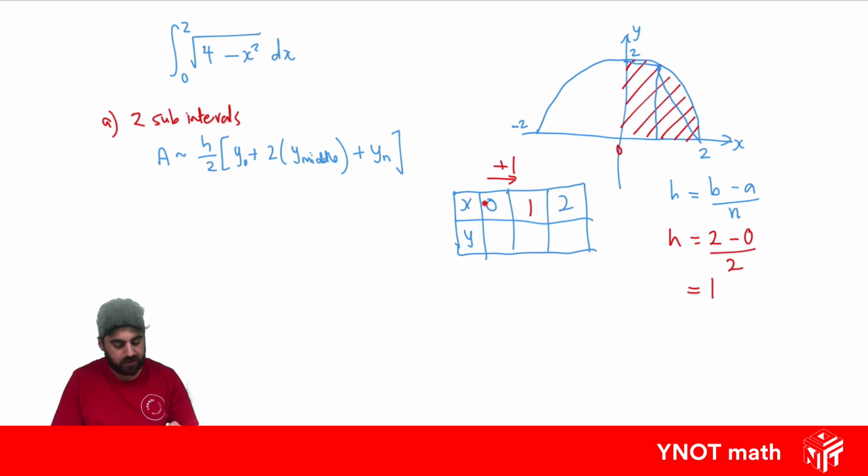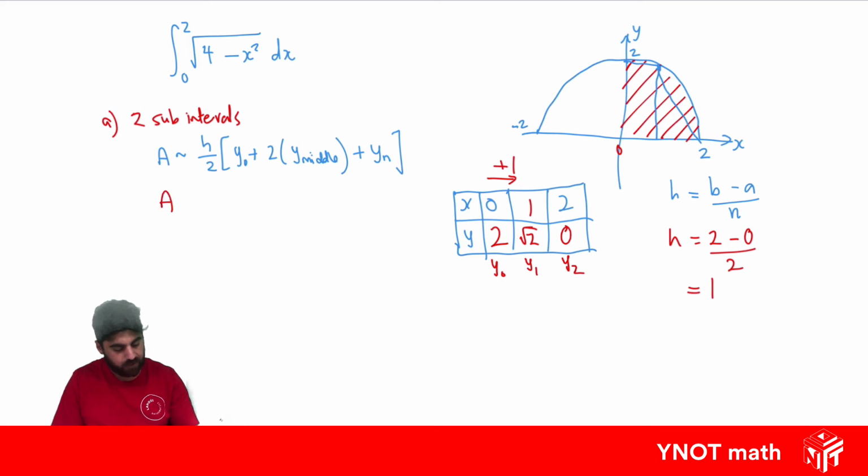And now you just need to sub in x into your function to get the y value. So we're going to sub 0 in first. So 4 minus 0 squared is 4, and the square root of 4 is 2. Now we can sub 1 in. 1 squared is 1. 4 minus 1 is 2, so we get root 2. And we can leave it as root 2. Now we can sub 2 in. 2 squared is 4. 4 minus 4 is 0, and the square root of 0 is 0. And there's our y values. So our first one is y0, then y1, and then y2.